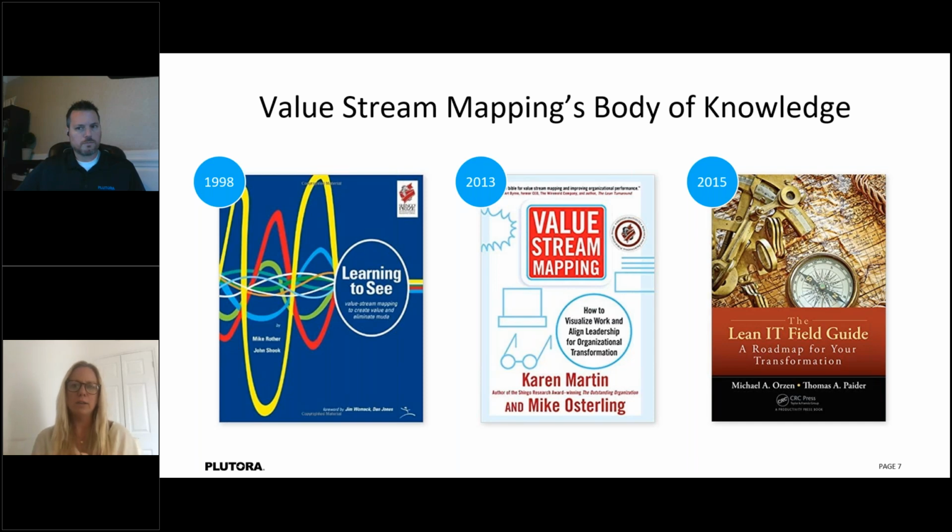And then starting with Mike Orzen and moving beyond there, Mike Orzen wrote the Lean IT Field Guide that you can see there in 2015 and started taking these lean practices and really applying them to the technology fields.